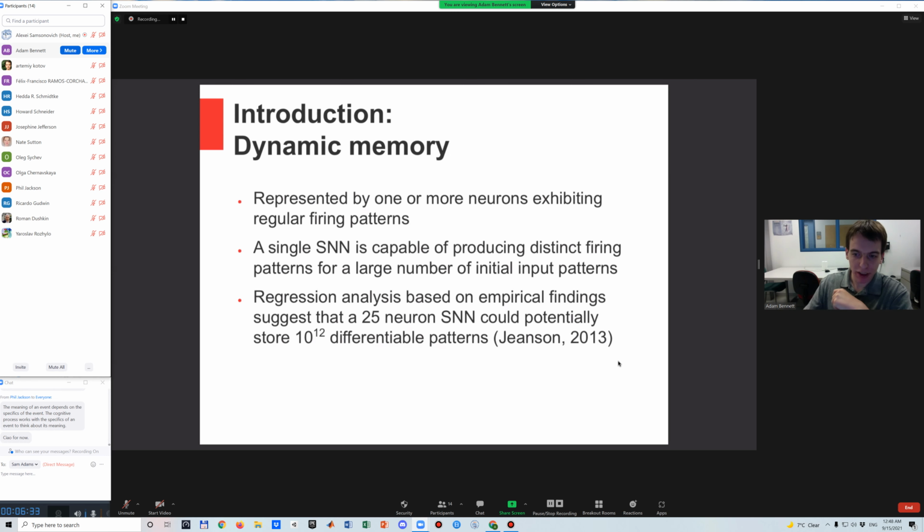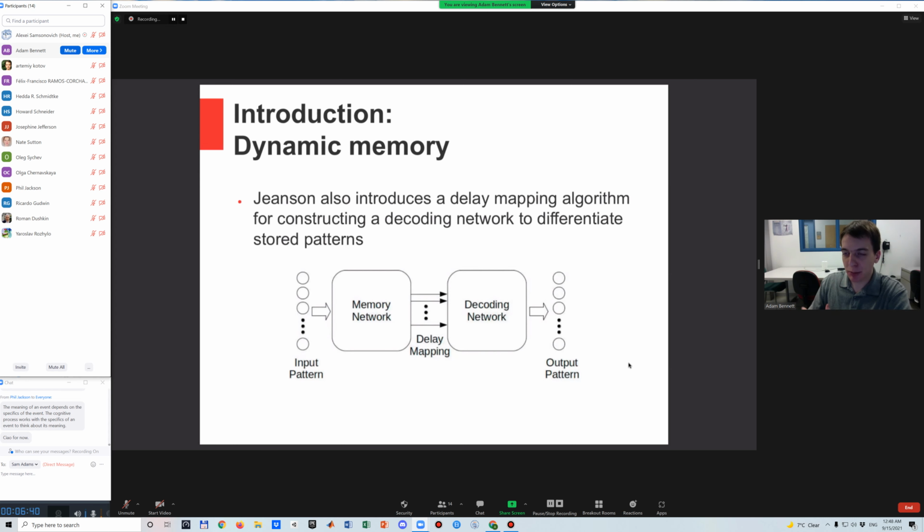So very much something that is of interest when you're looking at associative memory, things to use for associative memory. Another thing that Francis Jensen introduces is a delay mapping procedure, which is a deterministic algorithm for constructing a decoding network that lets you take these dynamic memories and decode them into fixed time representations. So between that and the capacity, this is a very interesting area if you're looking into associative memory problems.